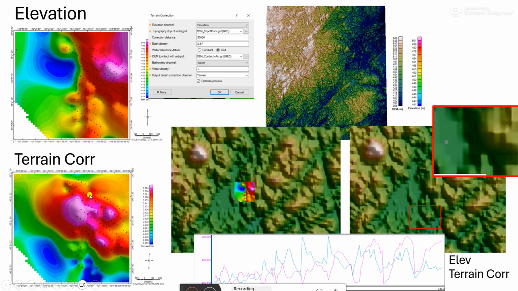So that's a bit troubling, as it will affect the terrain correction. And here's our terrain correction, gridded up. At the bottom here, I've got the elevation data in purple and the terrain correction in blue. They are anti-correlated over here. You can see there's a high terrain correction with a low elevation. But over here, it's not really working as well. So there's definitely a need to investigate this a bit more.